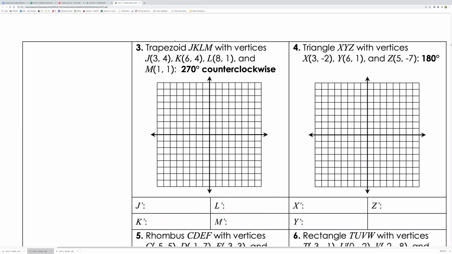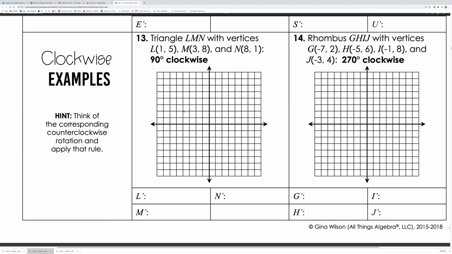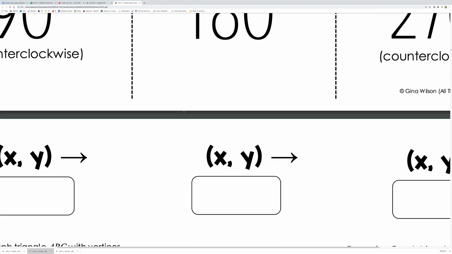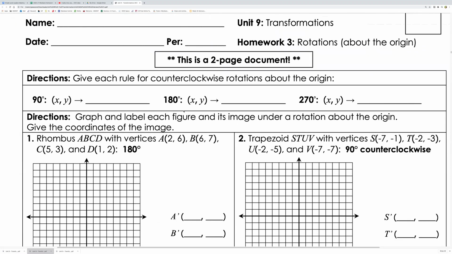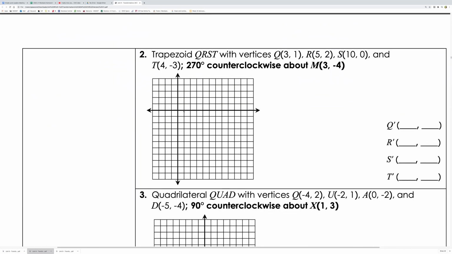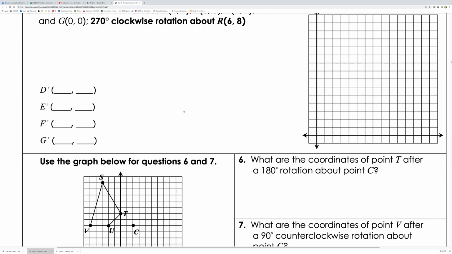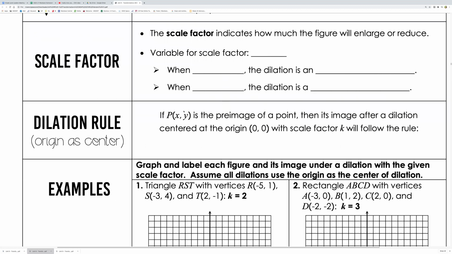All right. Our last one is going to be dilation. If I can get to it. Sorry, guys. They see me scrolling. Ah, here we go, dilation.